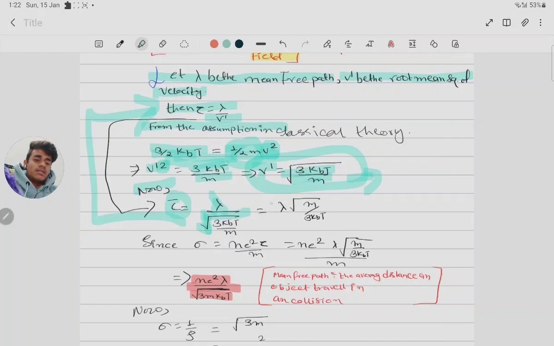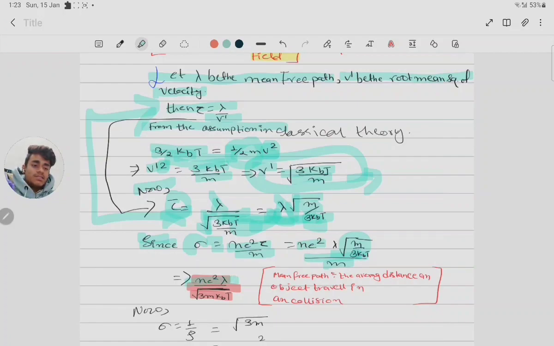So we get tau equals lambda root over m upon 3 kBT. This was reversed, so it goes upward. Now we know that sigma equals n e square tau upon m. So we put the value of tau here, and sigma equals n e square lambda root over m upon 3 kBT, upon m.